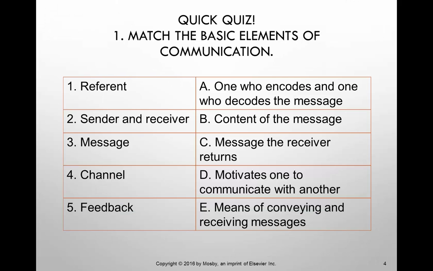So here's a quick quiz. When you get a moment, do the matching. Don't just read across the referent and say it's the one who encodes or decodes the message. You need to communicate, match these to what they need to be matched to.